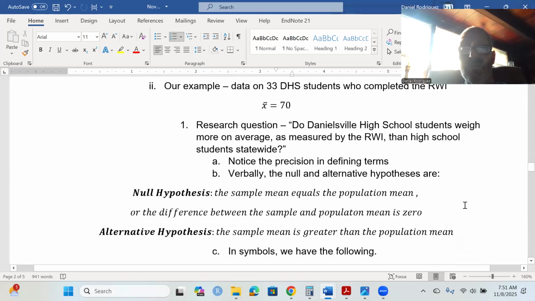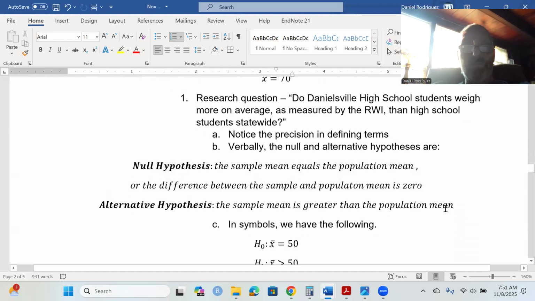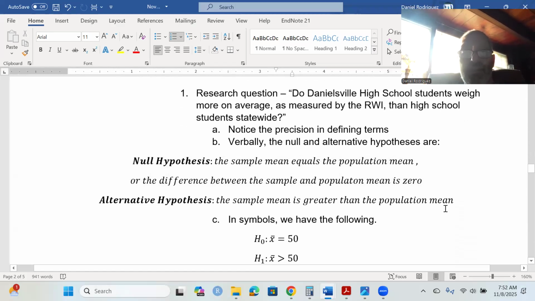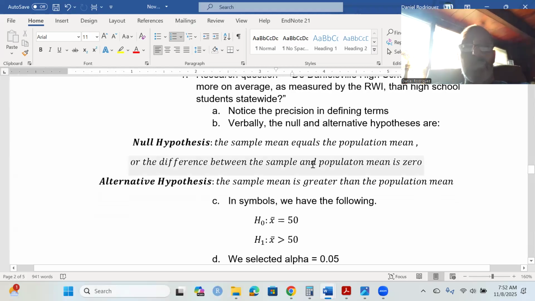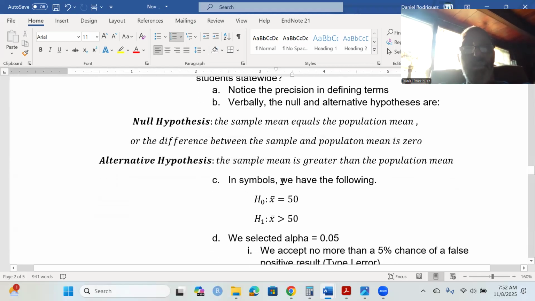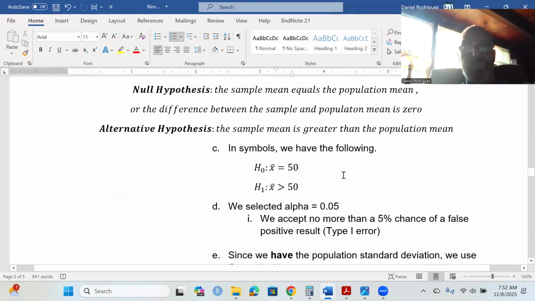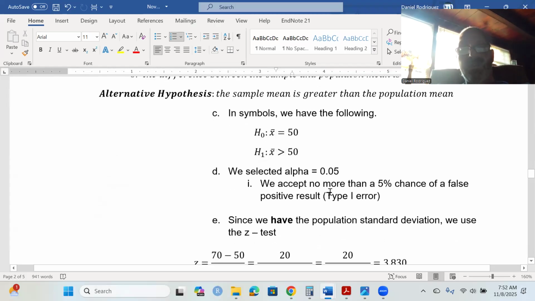Verbally, the null and alternative hypotheses are as follows. I say verbally, and then I'll do it in symbols. The sample mean equals the population mean, or the difference between the sample mean and the population mean is 0. Either of those are equal. The alternative is the sample mean is greater than the population mean. In symbols, the null is sample mean is equal to 50. Again, I showed you different options here. And then the alternative is sample mean is greater than 50.